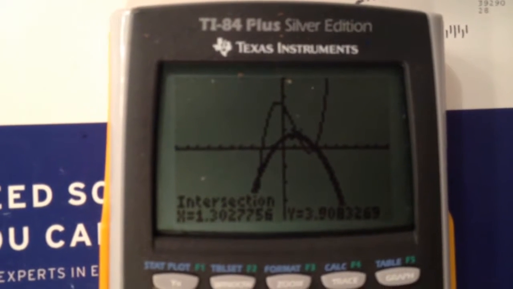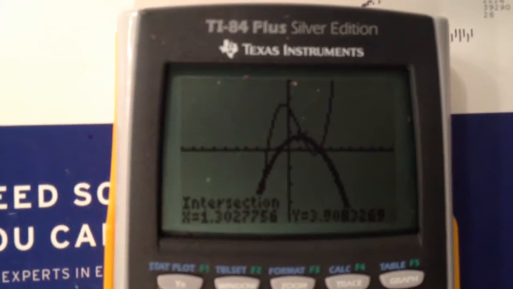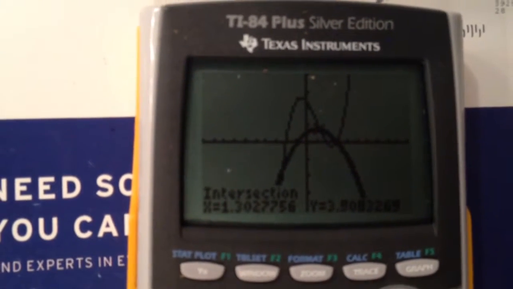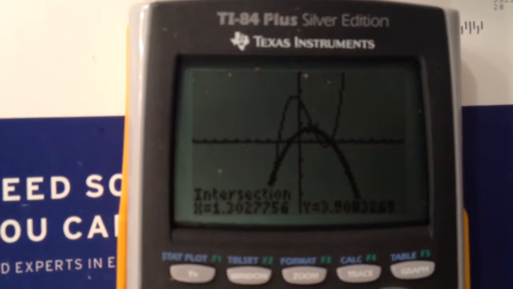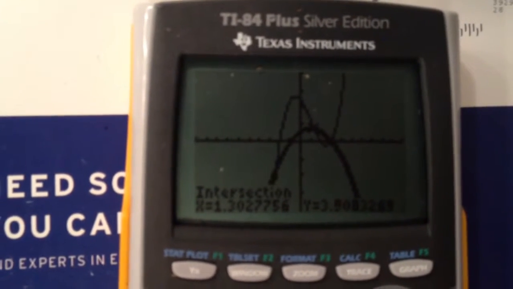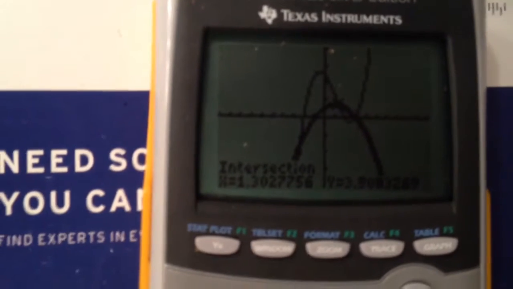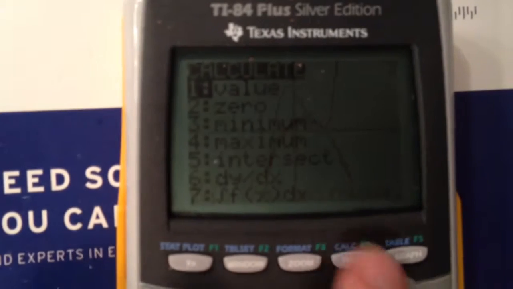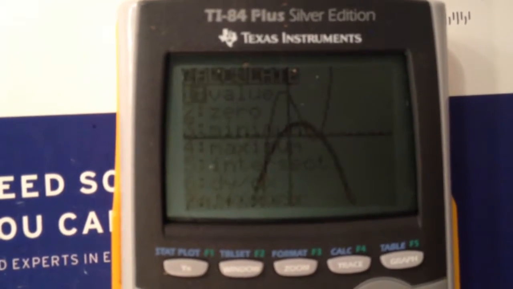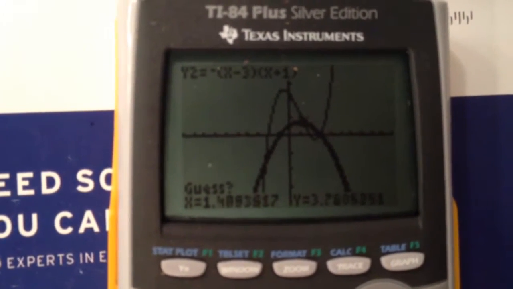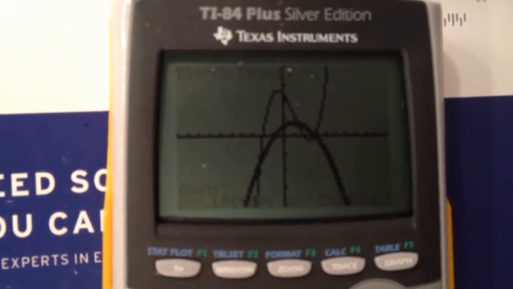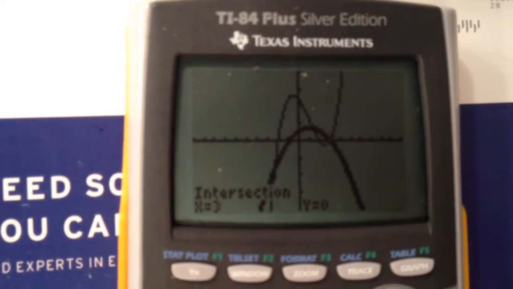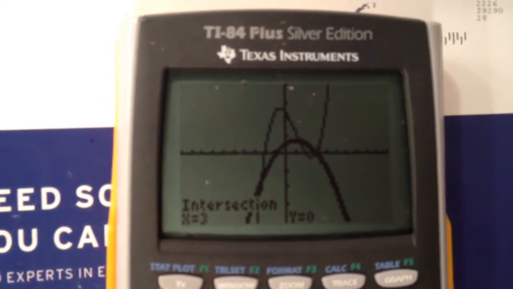And so we'll think, 1.30 and, well, I guess it's 3.91. I'm going to just go to 2 decimal places here for the example I'm about to do. And this last one, you should actually know what it is already because of the zeros. So if I do second calc, 5, and enter, enter, and then I'm going to go over to this far one here, say enter, and it will tell you that it is 3, 0, which we should have known already because of the factored form of the equations.